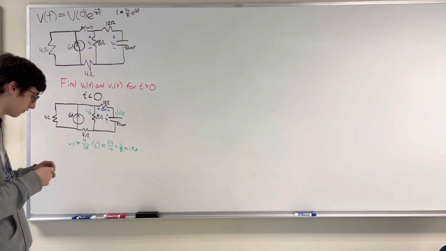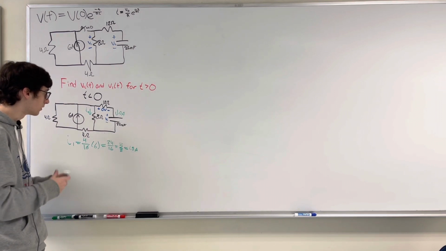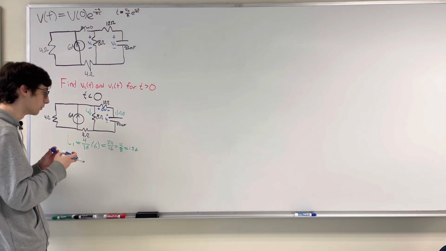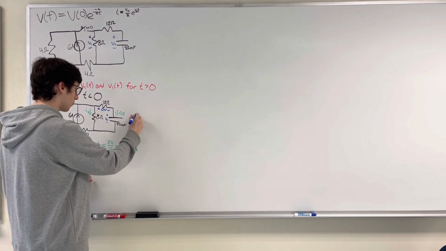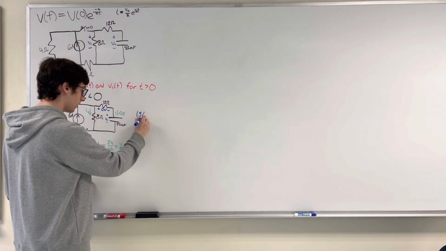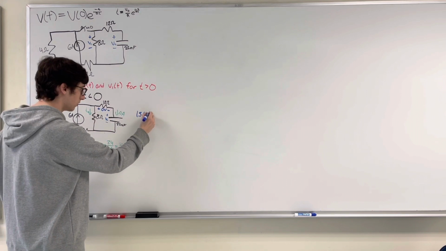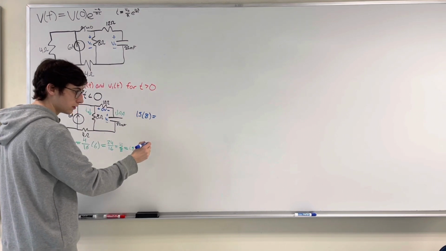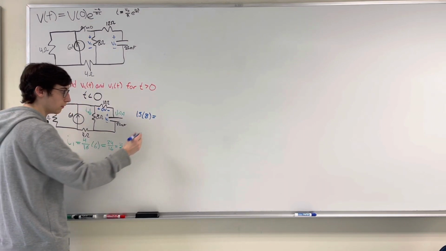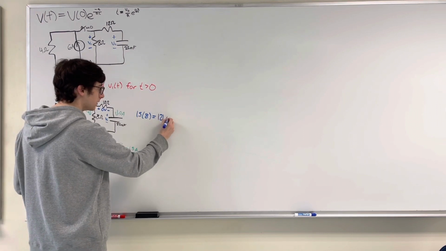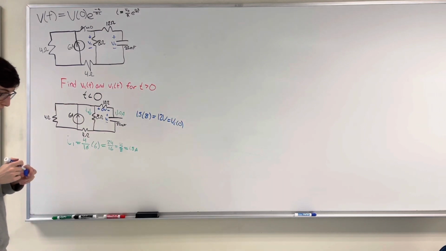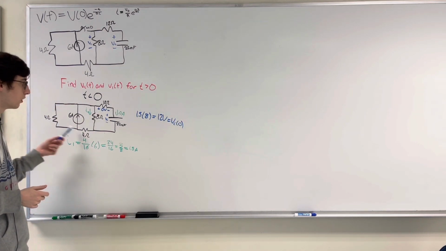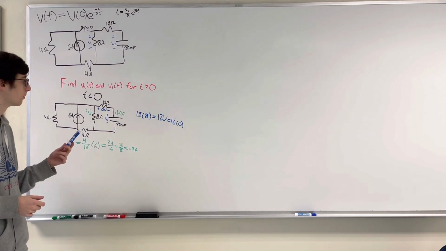All right, and now we just need to find the voltage across this resistor. So it's just going to be 1.5 times our 8, which is equal to 12 volts. And this is equal to V of C of naught. All right, so now we have everything we need to solve for on this half of the circuit.